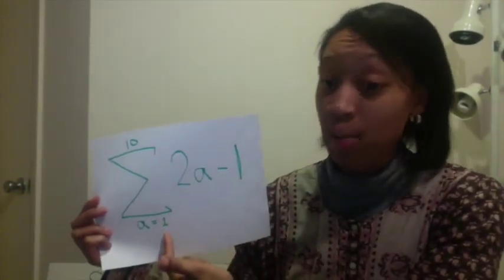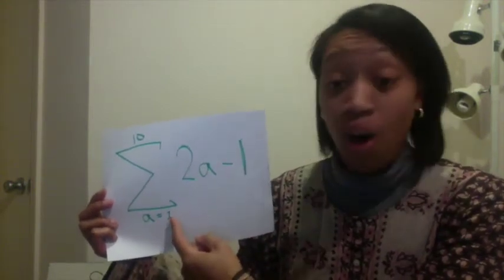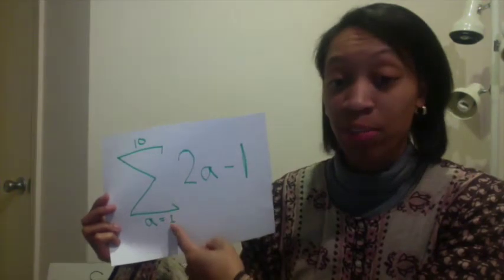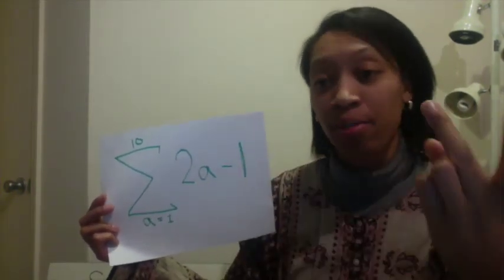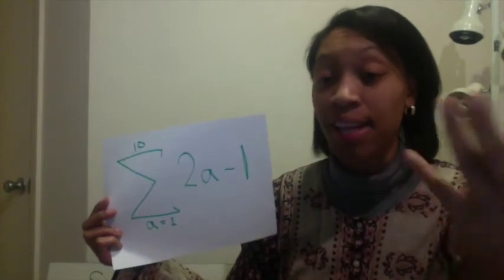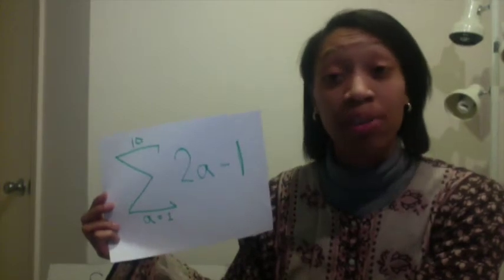This is saying a equals 1, so I can plug in 1. And actually, I'm going to need to plug in all the numbers from 1 to 10. So first you have to plug in 1 for a. Then you have to plug in 2, then you have to plug in 3, 4, 5, 6, 7, 8, 9, and 10. And each time you have to plug in and solve and see what you get for your answer.